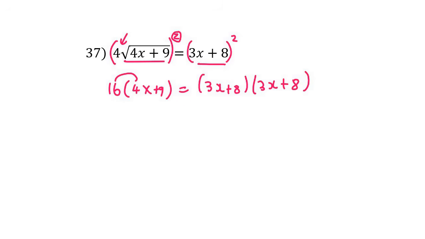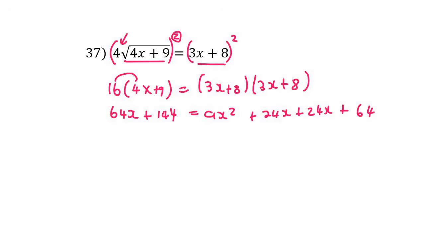So that's going to be 16 multiplied by 4, which is 64, x plus, now 16 multiplied by 9, what's that? I think 144. Let's double check. Yep, 144. And then you multiply the brackets out. So that's going to be 9x squared plus 24x plus 24x plus 64.